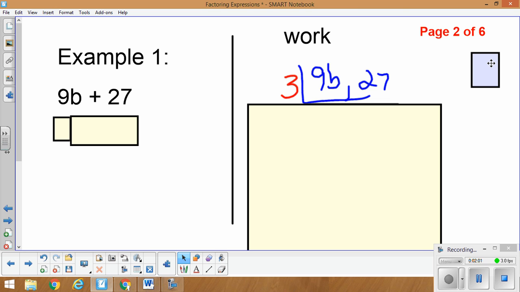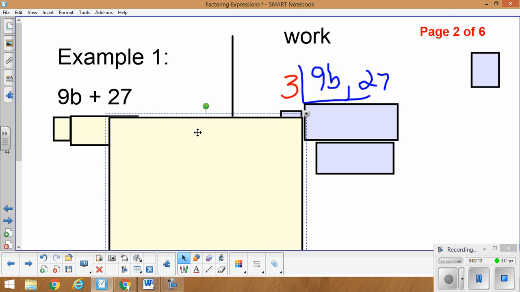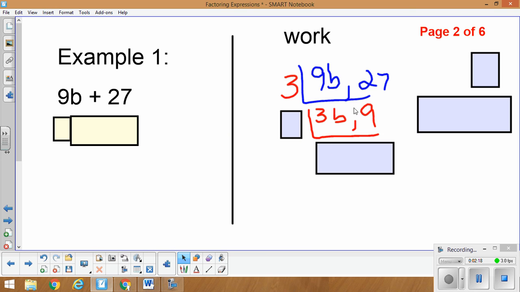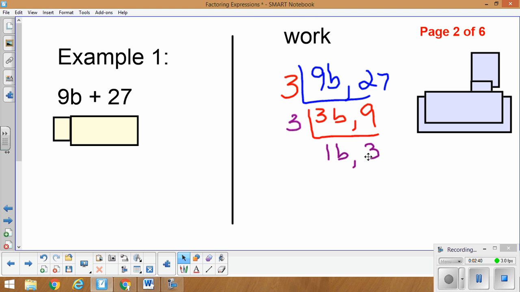So 3 can go into 9 3 times. We're pretty much just doing division, just upside down. And 3 can go into 27 9 times. So we get something that looks like this: 3b and 9. Now take a look at 3 and 9. What factor do 3 and 9 share? Hopefully you're saying 3. So 3 can go into 3 1 time, and 3 can go into 9 3 times. So we have 1b and 3.